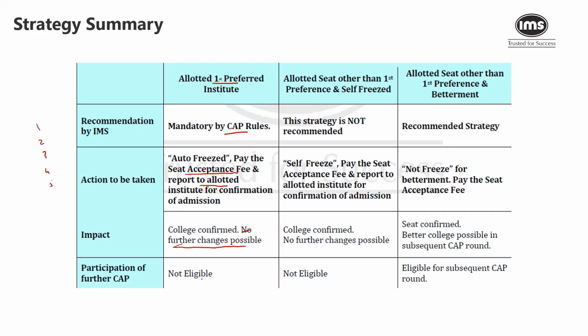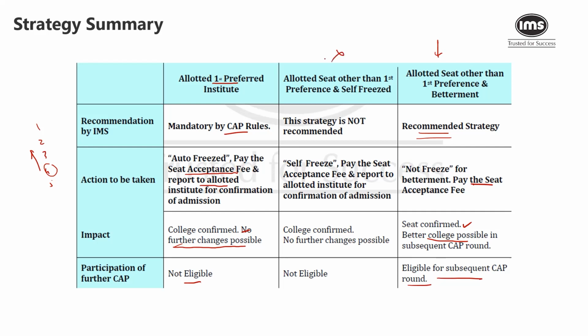Will you be able to participate in subsequent rounds then? The answer is no. Let's say you have put these preferences and you get some college which is rank number 4, an allotted seat other than the first preference. What you should be doing is trying for betterment in the subsequent round. So this is the recommended strategy. Click on not freeze for the betterment. You will have to put a claim on the seat by paying the seat acceptance fee. The impact of this is that your seat gets confirmed and a better college is possible in subsequent CAP rounds. So you're eligible for the subsequent CAP round when you employ this particular strategy.